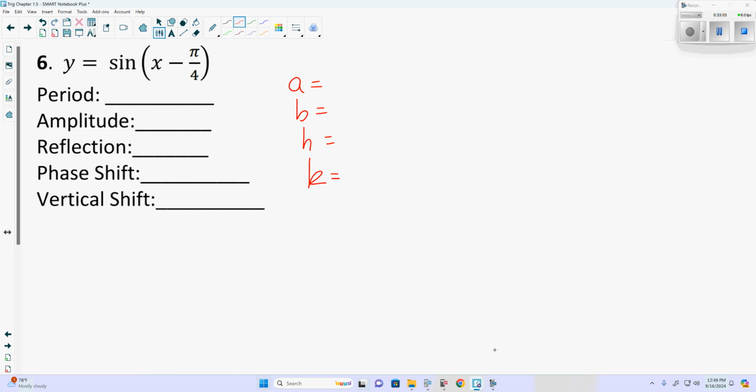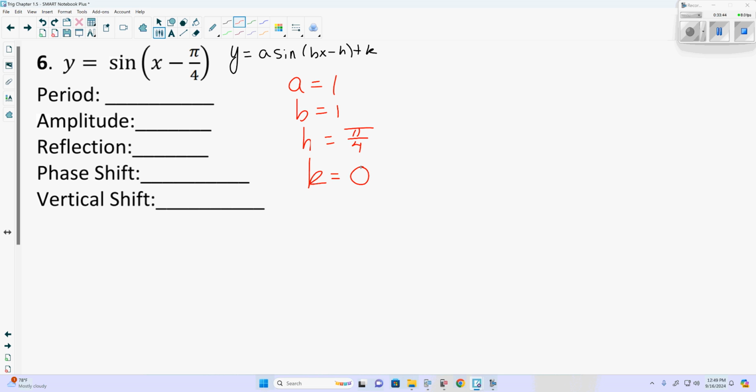So, I'll write the general form. Y equals a sine of bx minus h plus k. Now looking at this here, a is what? 1. B is 1. H is almost. It'd be positive because the general form has a negative. Because it's going to come out with that sign flip. And k is 0.